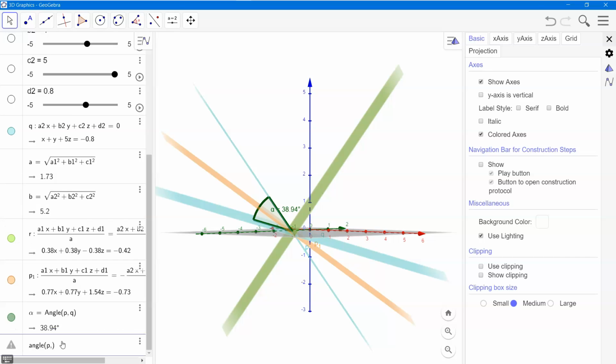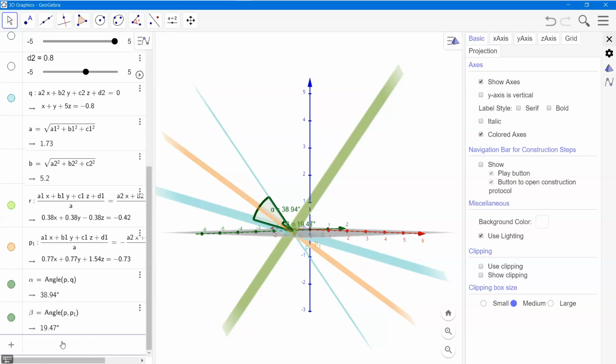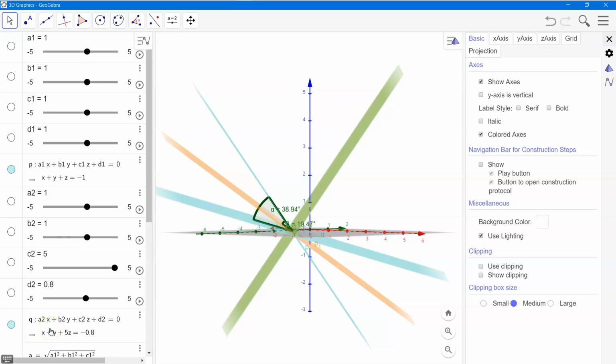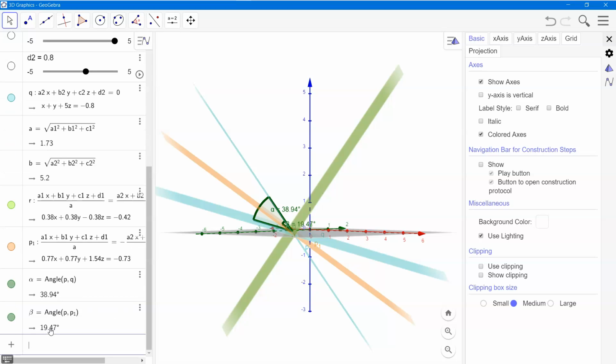Now let's see the angle between P and P hyphen 1 underscore 1. That would be 19.47, which is exactly half. So it is actually bisecting the angle. So that is planes bisecting the angle between two planes. Remember, plural: planes bisecting the angle between two planes.